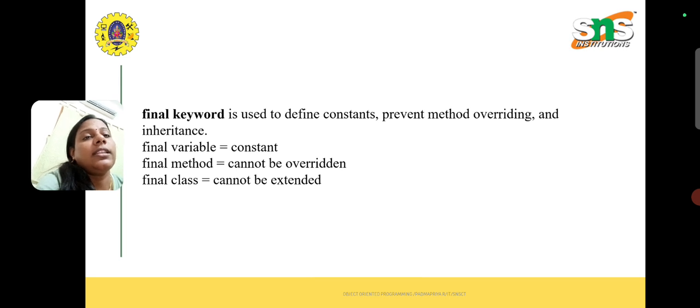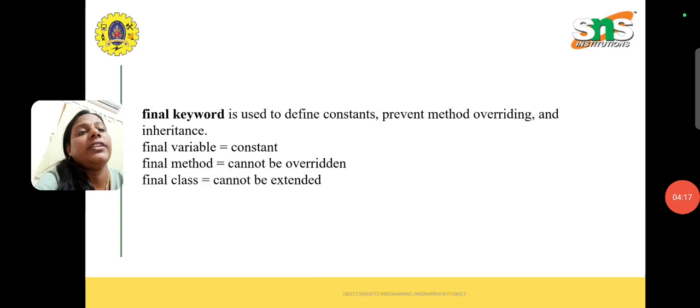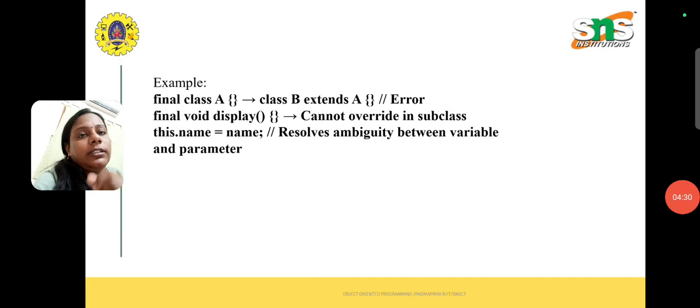Let us see the final keyword. The final keyword is used to define constants, and to prevent method overriding and inheritance. A final variable is a constant. A final method cannot be overridden. A final class cannot be extended. This is the final keyword.